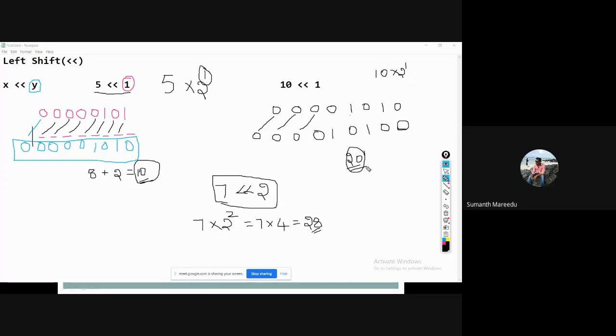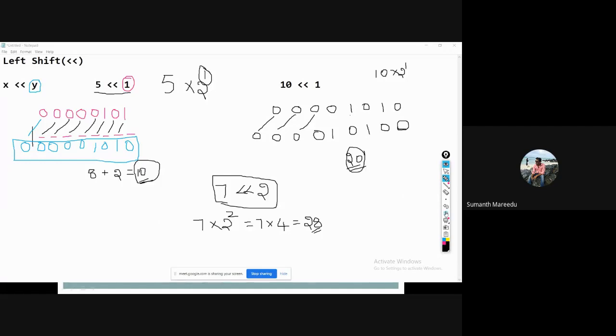Even if you convert this 7 into binary and apply the left shift operation, you will get this. So shall we check it, or will you try it? Yes, try it. If you get any doubt, I'll tell you later, after the class.